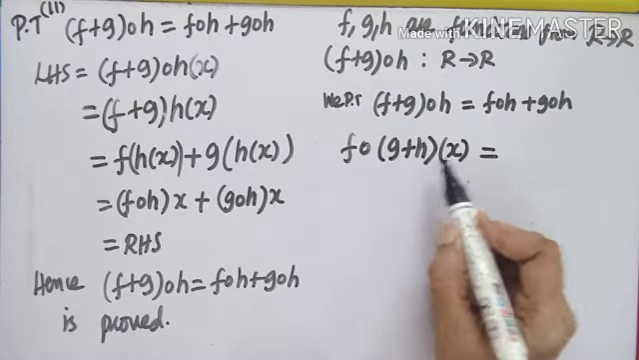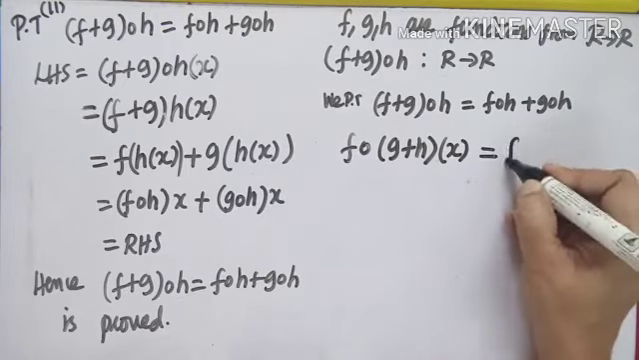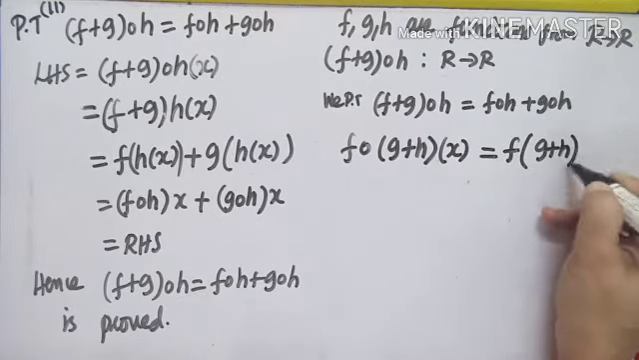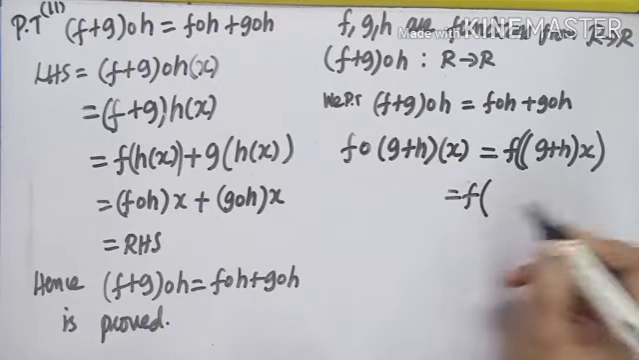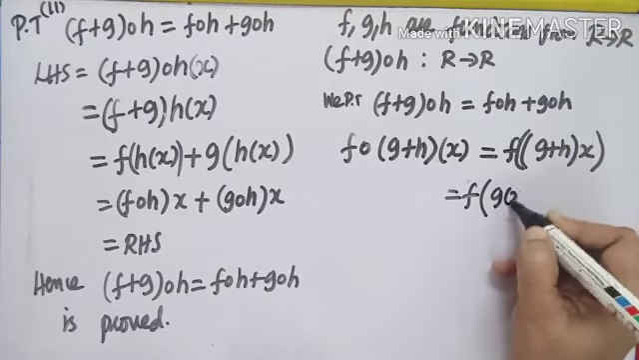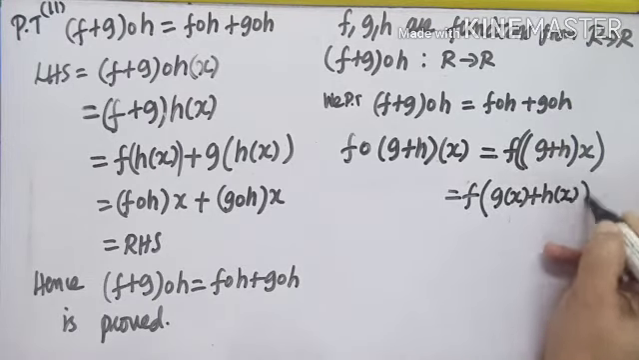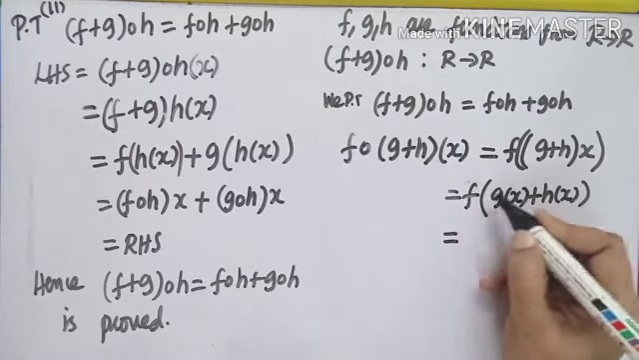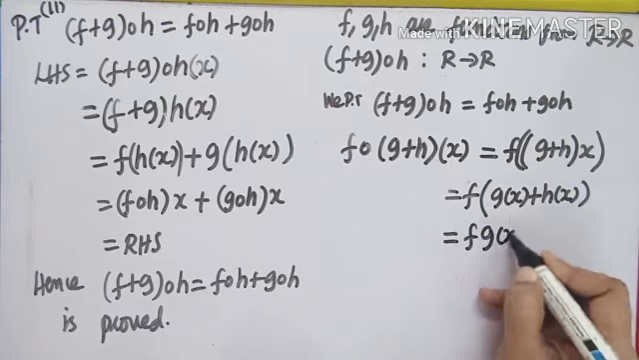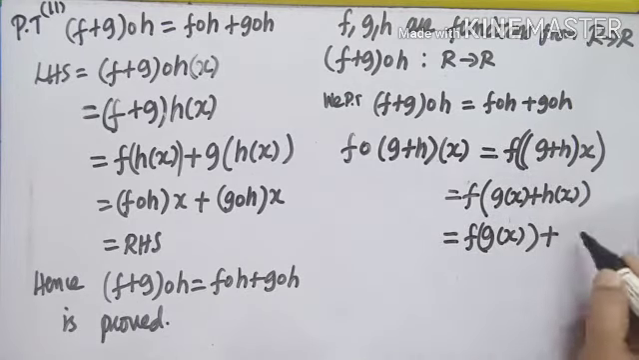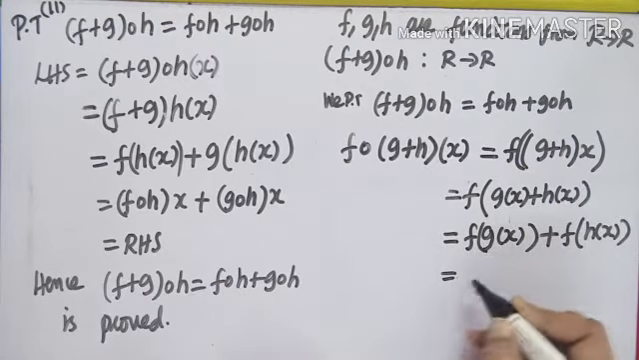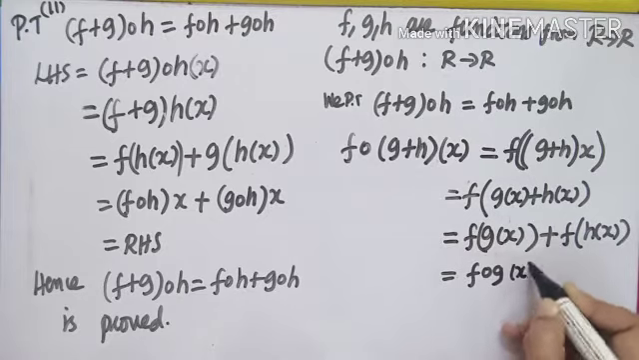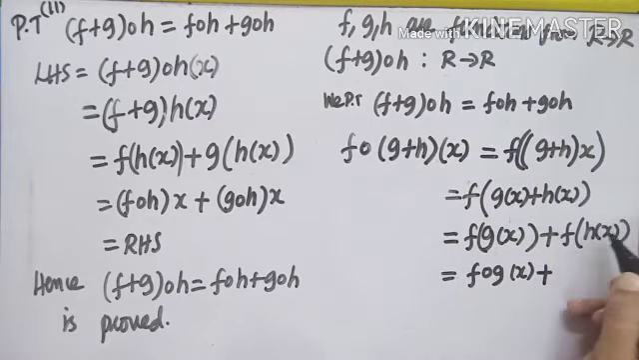(f∘(g+h))(x) = f((g+h)(x)). What is (g+h)(x)? It is g(x) + h(x). So we can write it as f(g(x) + h(x)), that is f(g(x)) + f(h(x)). What is f(g(x))? It is (f∘g)(x), plus what is f(h(x))? It is (f∘h)(x).